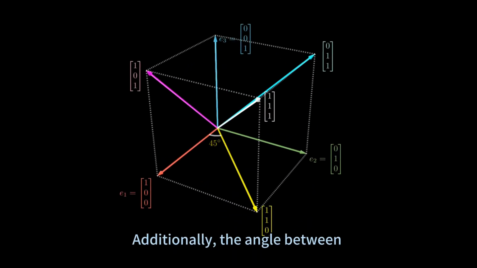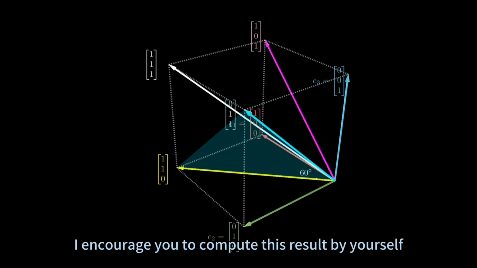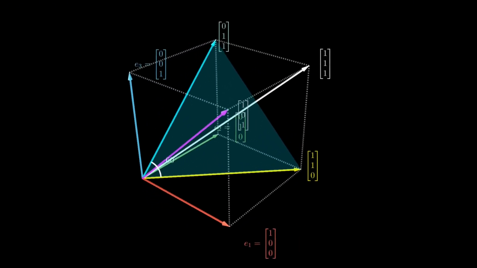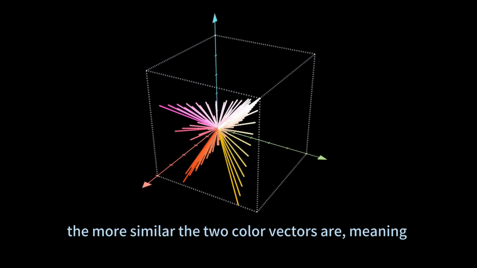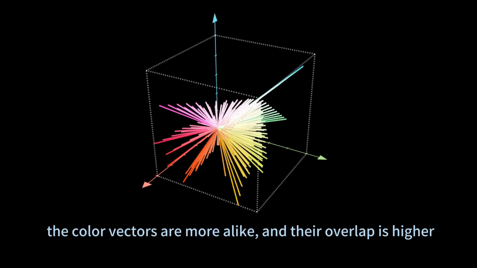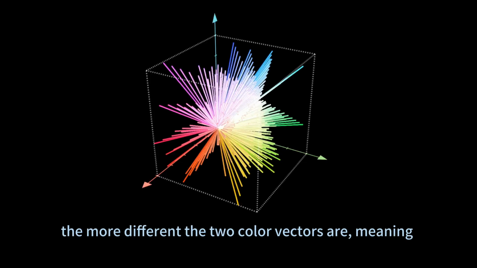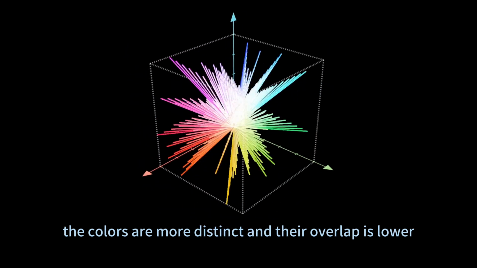Additionally, the angle between the yellow vector and the cyan vector is 60 degrees. I encourage you to compute this result by yourself. The closer the angle is to 0 degrees, the more similar the two color vectors are, meaning the color vectors are more alike and their overlap is higher. The closer the angle is to 90 degrees, the more different the two color vectors are, meaning the colors are more distinct and their overlap is lower.